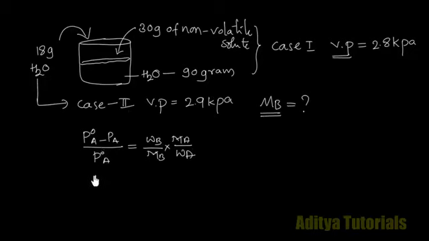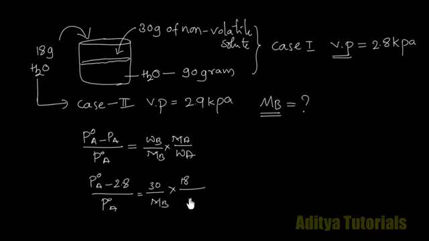The first case we have here, that is P naught A as it is minus P of A, the vapor pressure of solution, is given as 2.8, divided by P naught A as it is, and that is equal to WB, which is given as 30 grams added, and that should be divided by MB because we have to calculate the MB here. Next, that should be multiplied by 18, the molecular mass of water is 18, divided by the weight of the water taken, that is 90 grams.